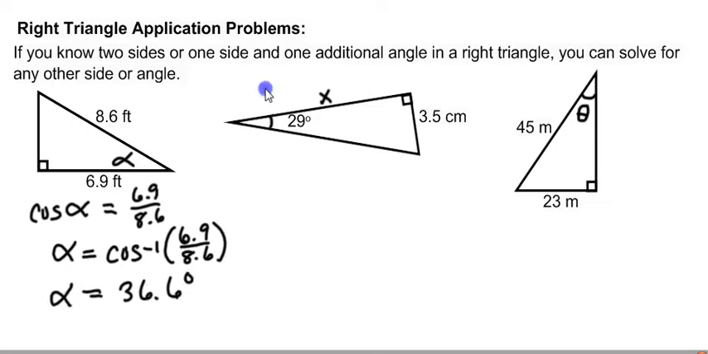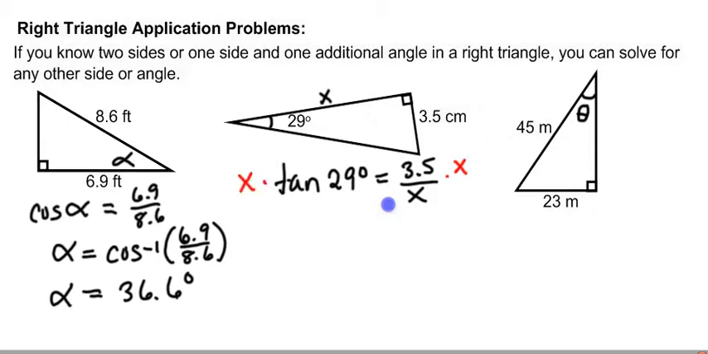Okay, the next one. Now I'm solving for a missing side, and if you look at the 3.5 and the x, they are the opposite and the adjacent side to angle 29, so I'm going to be using tangent. So I say tangent of 29 is equal to 3.5 over x. Now for some reason solving this little simple expression seems to give people a lot of trouble. If your x is in the denominator, multiply both sides by x to start out with so that you get the x out of the denominator. So I have x tangent of 29 is equal to 3.5.